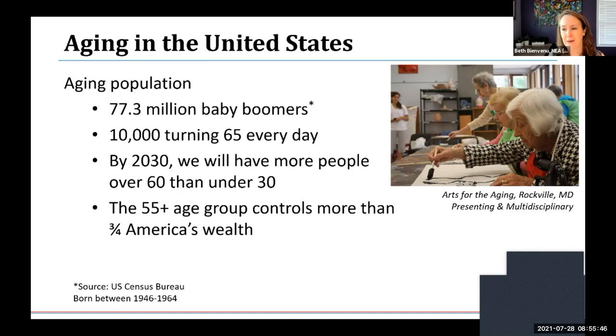And this image is of several women. There are three in the foreground who are in an art class. They all appear to be older adults, and they are painting, one with the sponge brush. And when I was looking at this photo, I was noticing how nicely dressed up she is. And she has an apron on, but hopefully doesn't get any paint on her lovely jacket. But so this is an image from Arts for the Aging in Rockville, Maryland. And it was a presenting and multidisciplinary grantee for the National Endowment for the Arts.